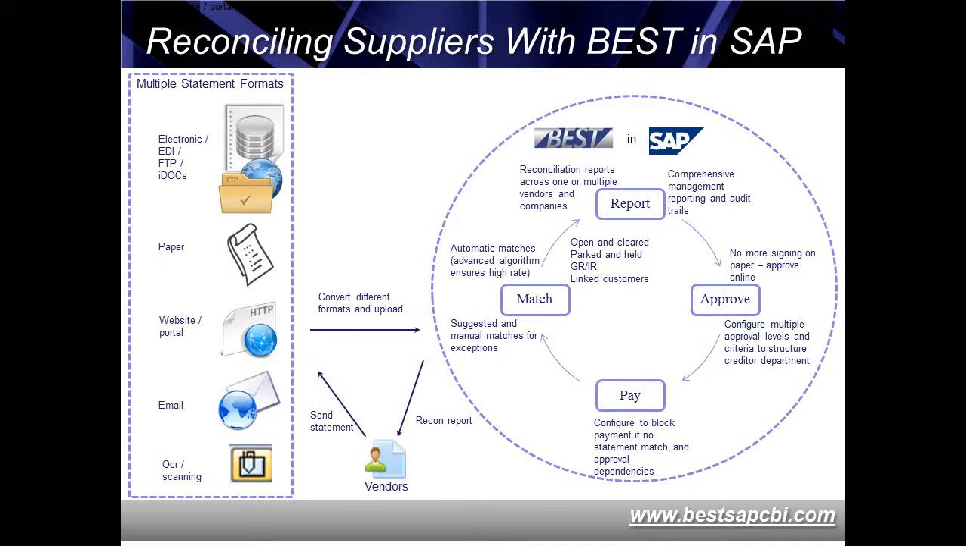Moving to the last block titled Pay, there's an optional configuration option for businesses that have a policy where the invoice is only paid if it is matched to the statement. Rather than having to rely on the clerk to manually block such unmatched invoices and exclude them from the payment run, the BEST module will now automatically exclude these.